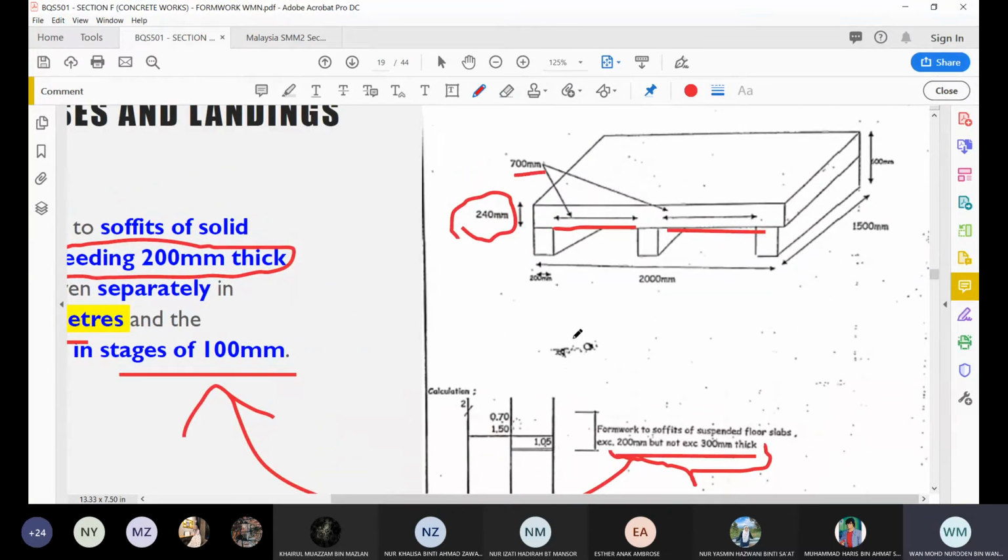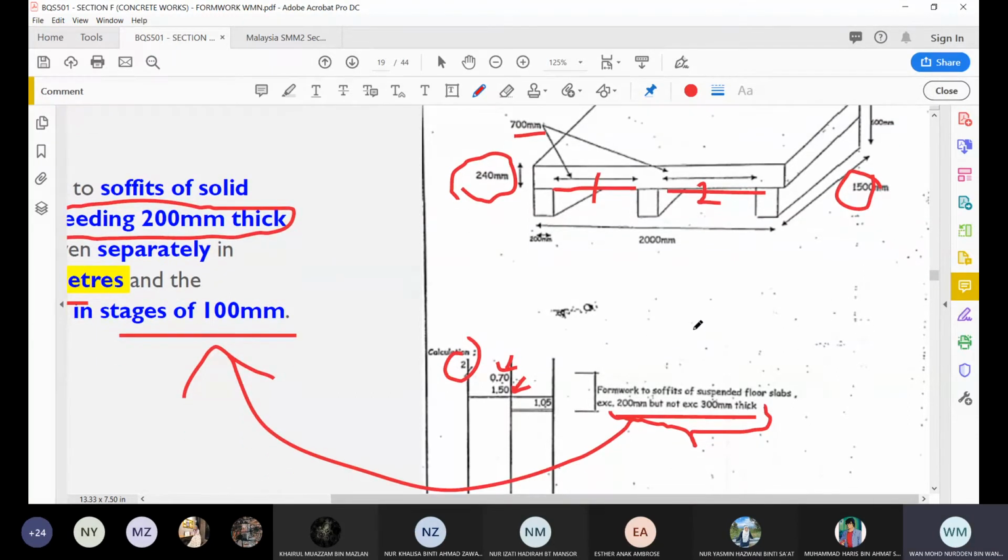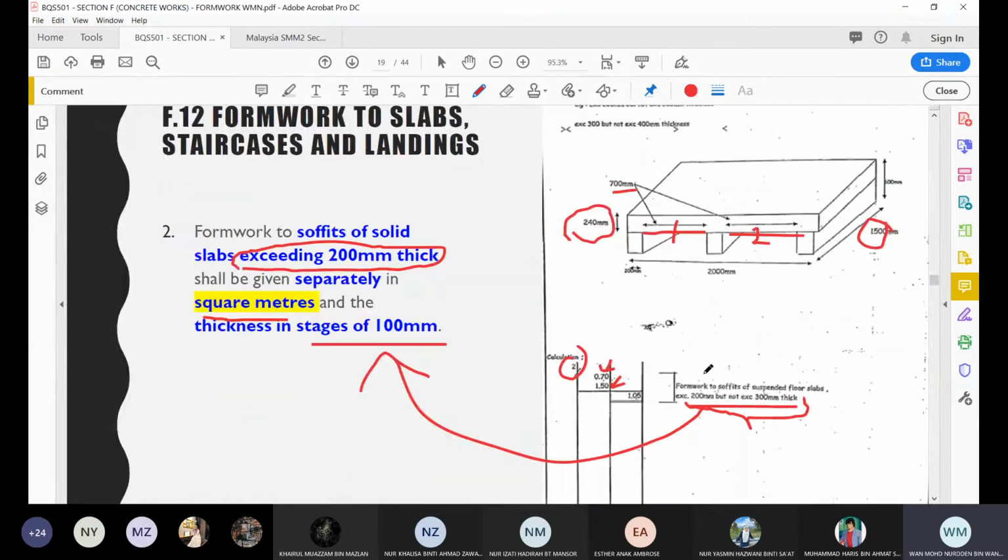Okay, 700 or 0.7 ni. And then 1.5 which is the length. 1.5, then times 2. Kenapa times 2? Ada 1, ada 2. Okay. So that is how they calculate and the distribution looks like.